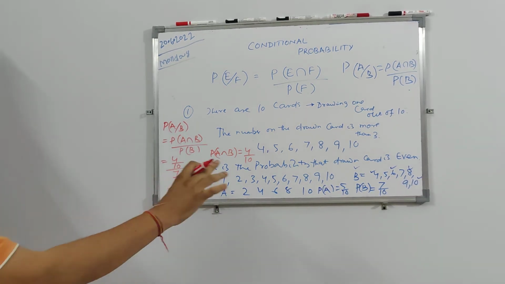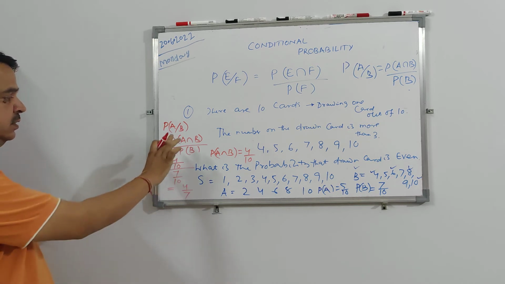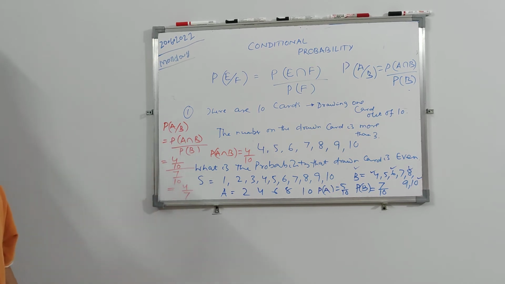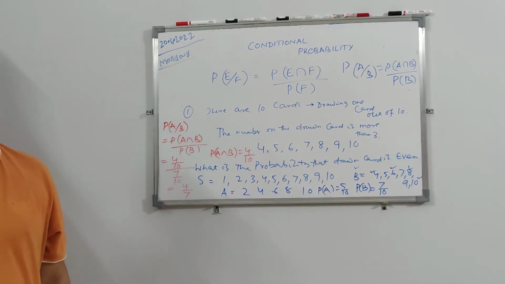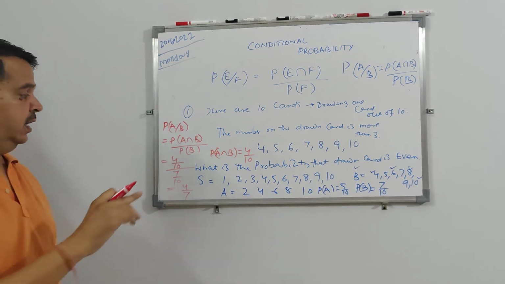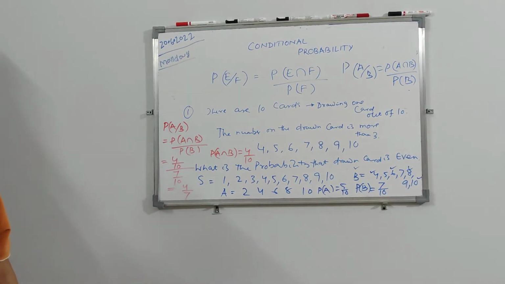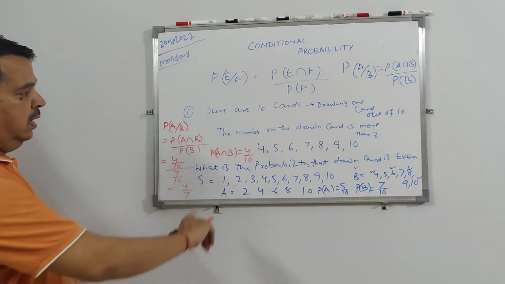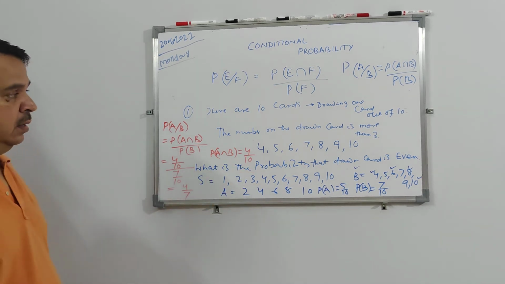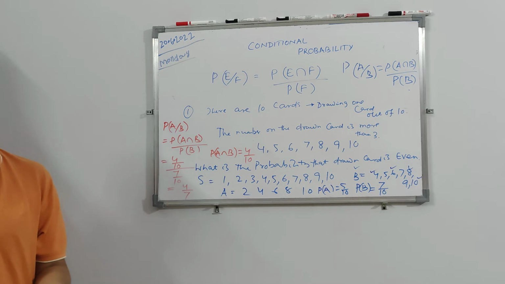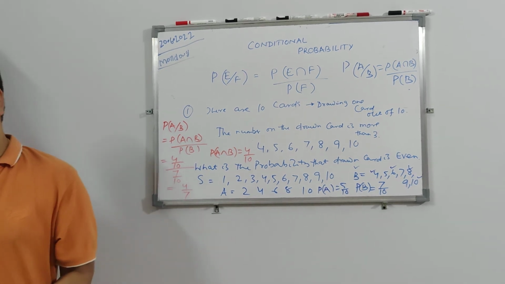Then you will see which are the common between them. Once you know the events, then you can find out the elements in the event A intersection B, and you can find its probability by dividing by the sample space. You can take a picture of this. We will do one more numerical on conditional probability.